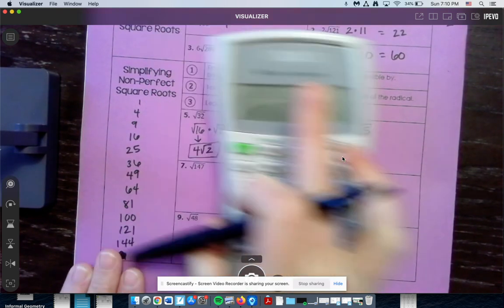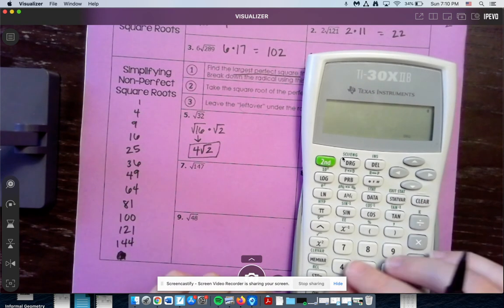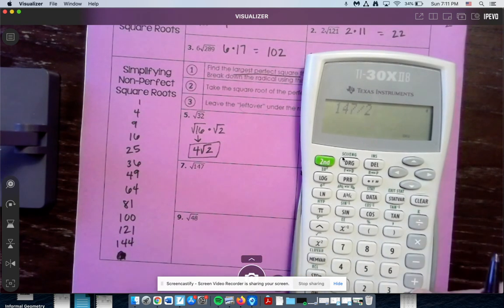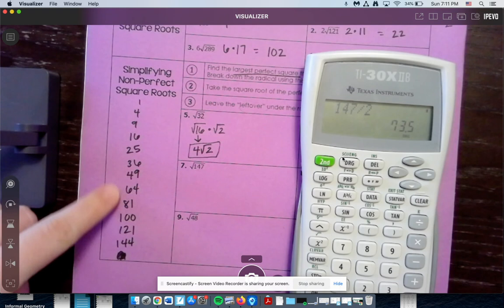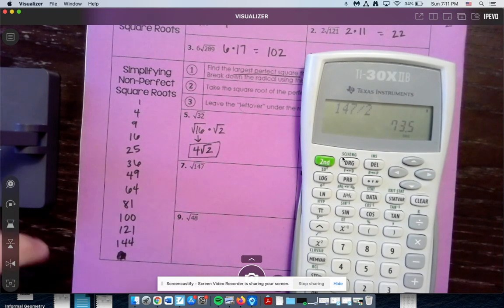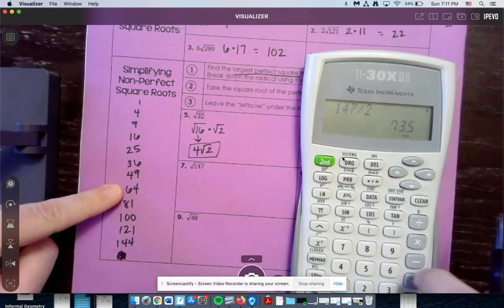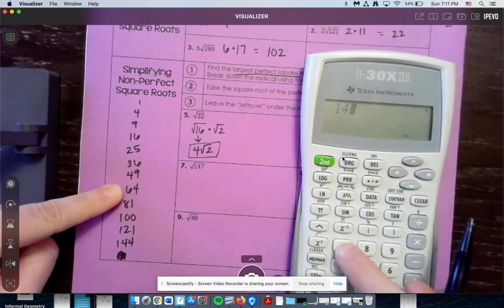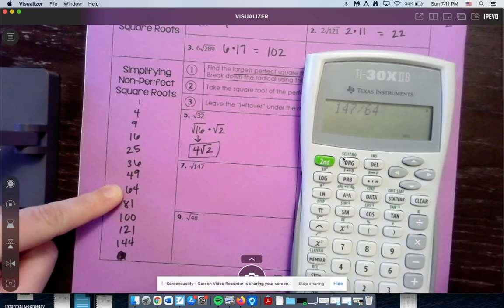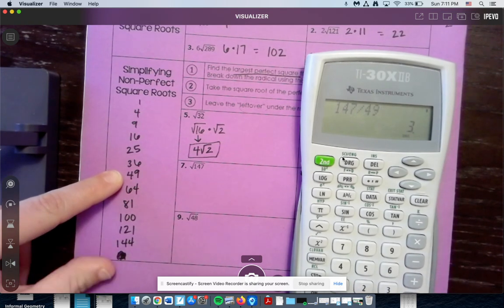Okay, let's try 147. Again, 147 divided by 2. 73.5. Well, clearly that's not on our perfect square list. So now I'm going to go where 73.5 would fall. It'd fall between 81 and 64. So I'm going to try 64. So 147 divided by 64. Decimal. 147 divided by 49. Ooh, a whole number. Good day.